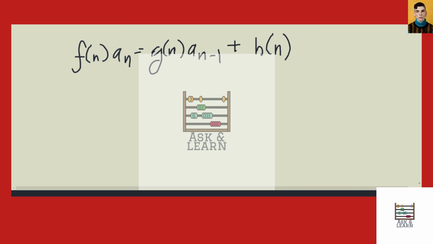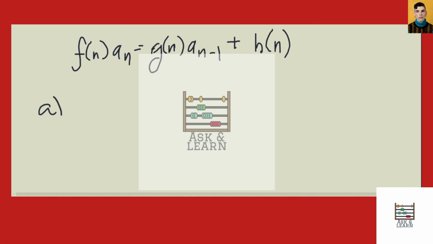We are asked to answer questions about recurrence relations that do not have constant coefficients. We're asked to consider recurrence relations of the form f of n times a of n equals g of n times a of n minus 1 plus h of n. In part A, we're asked to show that this recurrence relation can be reduced to a recurrence relation of another form.